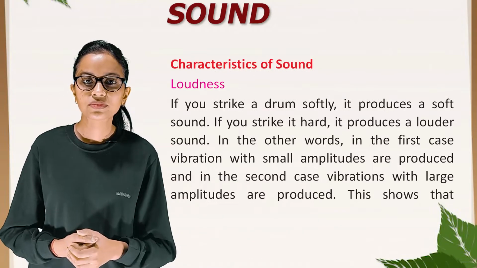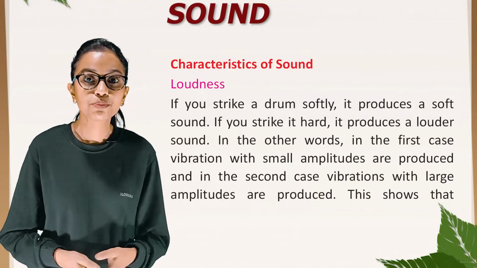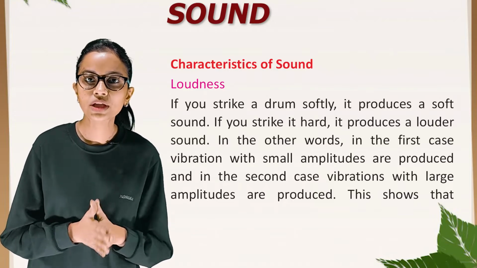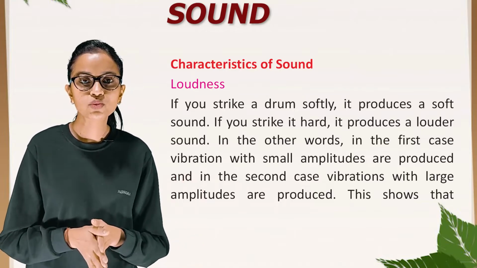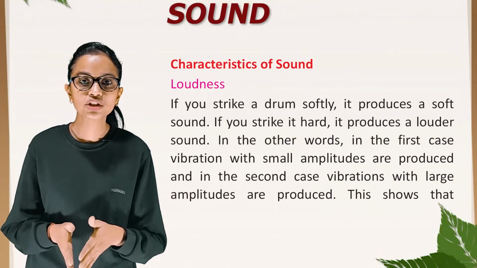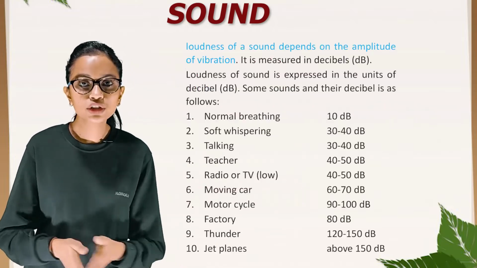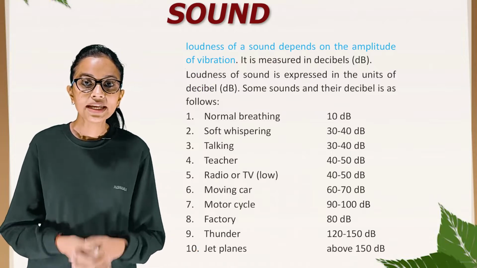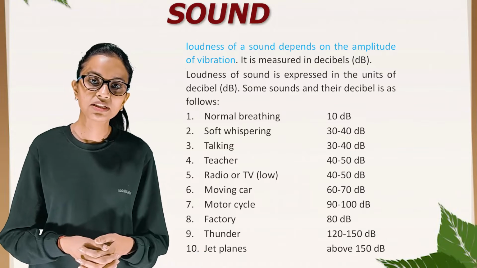Characteristics of sounds. First one is loudness. If you strike a drum softly, it produces a soft sound. If you strike it hard, it produces a louder sound. In other words, in the first case, vibrations with small amplitudes are produced, and in the second case, vibrations with large amplitudes are produced. This shows that loudness of a sound depends on the amplitude of vibration. It is measured in decibels. Loudness of sound is expressed in the units of decibels.